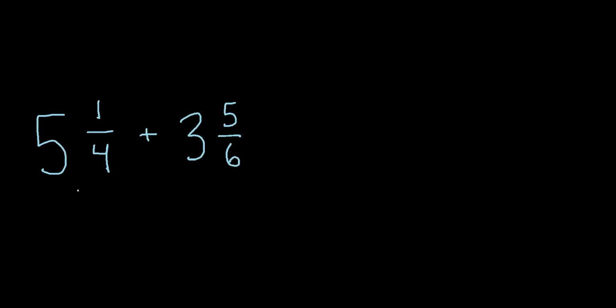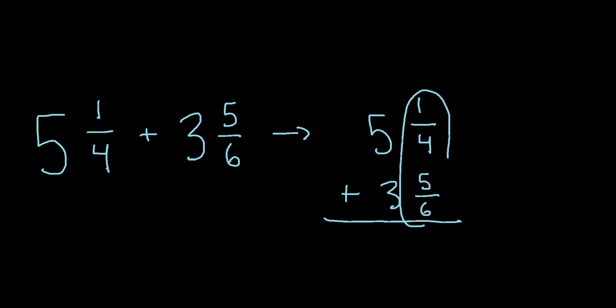All right, let's try one more example. We have 5 1/4 plus 3 5/6. How can we add these two mixed numbers together? Well, again, I like to start by rewriting them by stacking them on top of each other. So 5 1/4 plus 3 5/6. So again, the fractions are lined up, they're stacked up on top of each other, and the whole numbers are stacked on top of each other. So the first step is let's try to add the fractions.